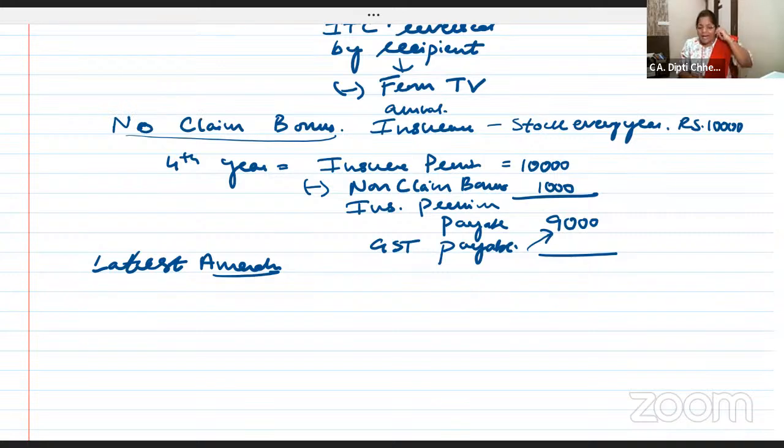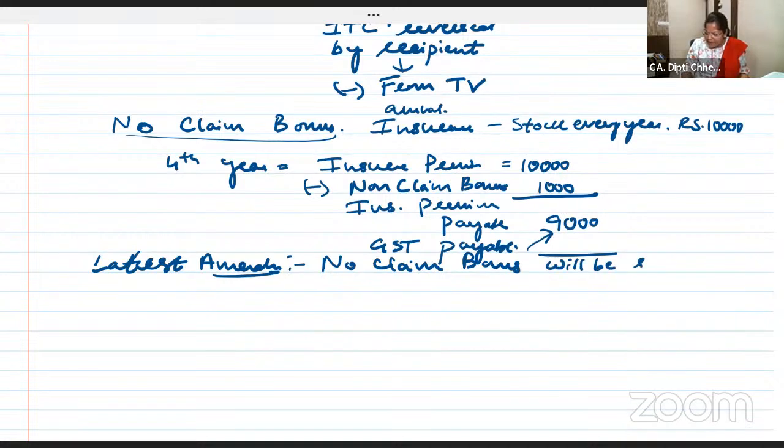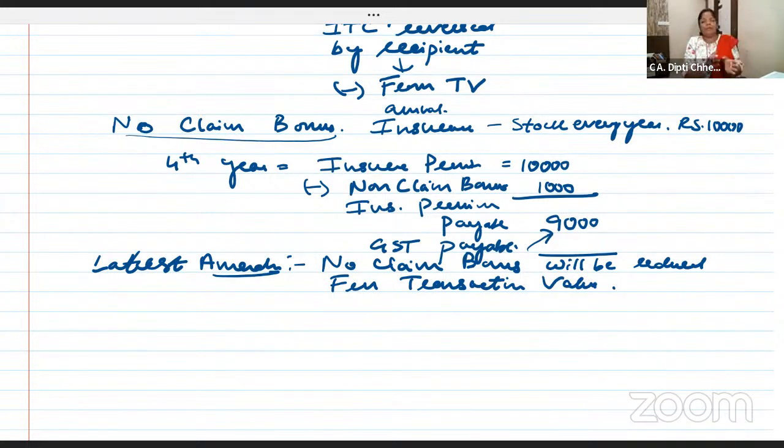On this 28%. Someone was asking me yesterday that how will you levy the GST on the online gaming and all. So it is 28%. Same way, this is very simple but very beautiful amendment, latest amendment, that no claim bonus will be reduced from transaction value. No claim bonus will be reduced from transaction value. And then you will charge GST.